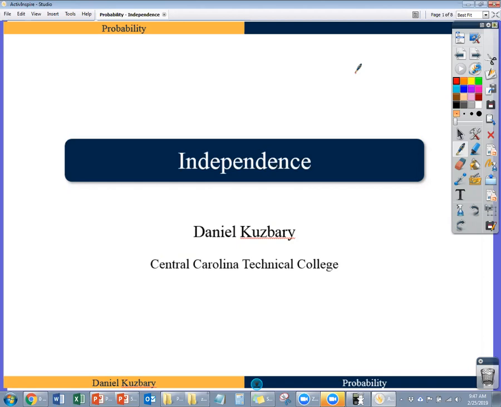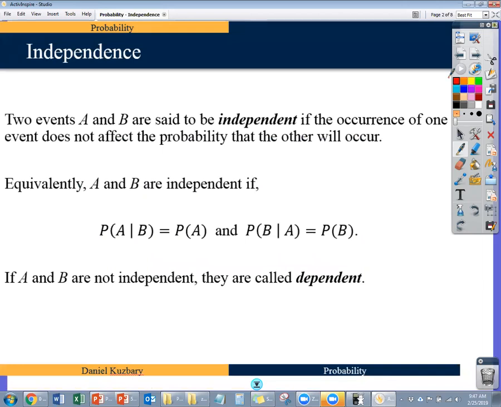If you haven't seen the video on conditional probability and the multiplication rule, I would go watch that one first, because this is going to elaborate on a few of those ideas with conditional probability and the "and" probabilities that we get from the multiplication rule. So let's start by looking at independence.